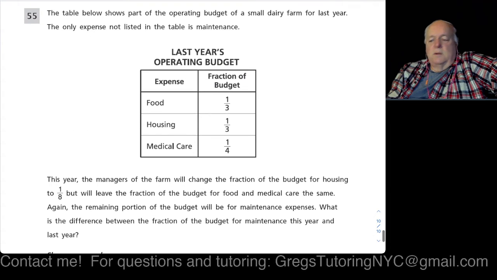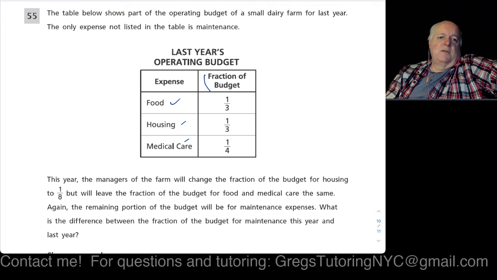The table below, so I like to look at the illustration first. There's expenses like housing, food, and medical costs, and this is the fraction of the budget. So this is not in dollars, but basically if I had $99, then 33 would be on the food, 33 on the housing, and 1/4 of that, which would be about 24.75 or something, would be on the medical care. So these, I'm observing, don't seem to add up to 1, because if they did, this would be 1/3. So I'm observing that. Why is that the case? So hopefully they tell us that.